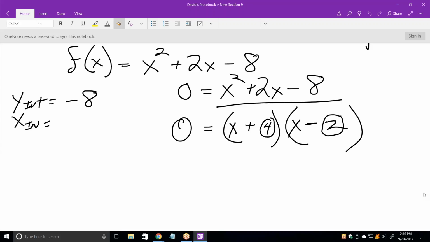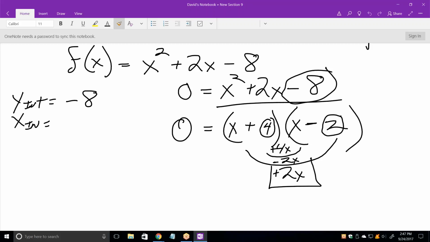X times x is x squared, okay? And I know I have this term correct, because plus 4 times minus 2 is minus 8. It's the middle term that I'm wondering about. Well, the middle term is produced by the double smiley faces, which is the O and the I of FOIL. In other words, the outside of FOIL produces minus 2x. The inside of the FOIL, the I, produces plus 4x. Add them together, you get plus 2x. If that's your middle term, you've done it correctly.